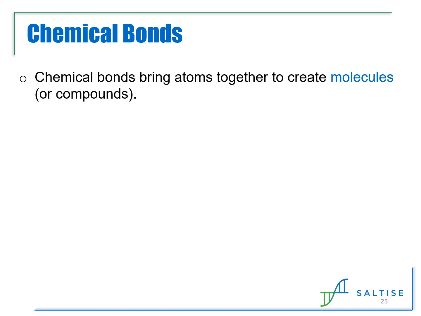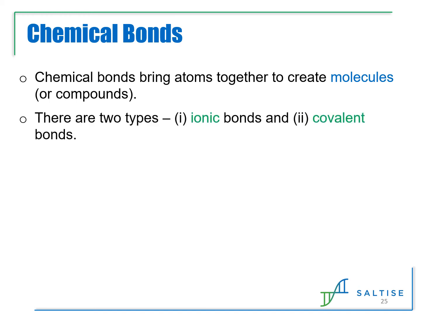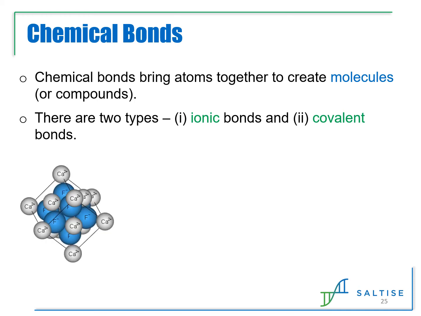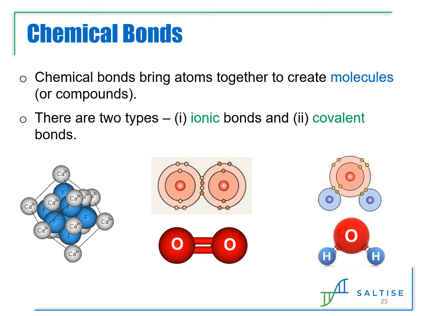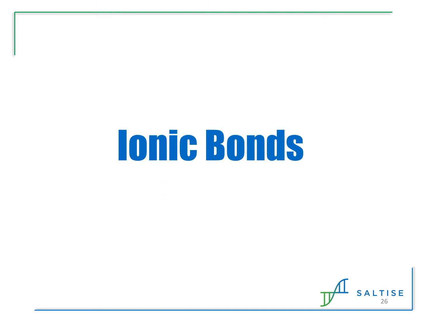There are 2 types of bonds that we will focus on. There is the ionic bond, used to create salt crystals such as the one here for calcium fluoride. And then there are covalent bonds. These are found in molecules such as oxygen and water. Both of these types of bonds are very strong and really difficult to break. We will first look at ionic bonds.